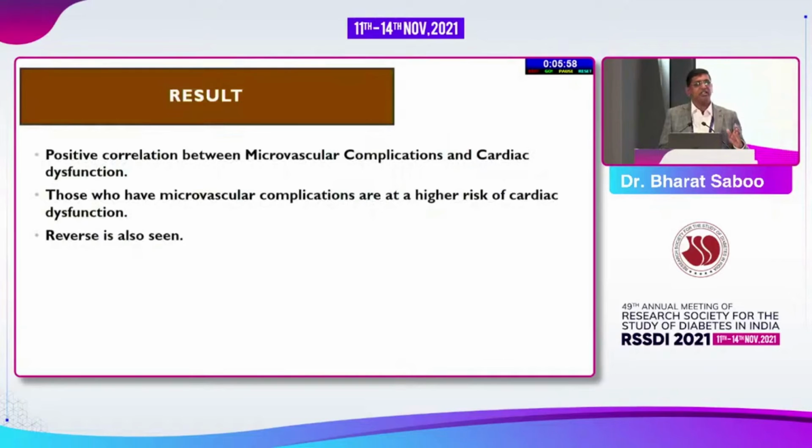So this result clearly shows a positive correlation between microvascular complication and cardiac dysfunction. Those who had a microvascular complication are definitely at a higher risk of cardiac dysfunction, and the reverse is also seen. If they are not having a microvascular complication, then their chances of having a cardiac dysfunction are less, so that we can rule out those patients for cardiac dysfunction.